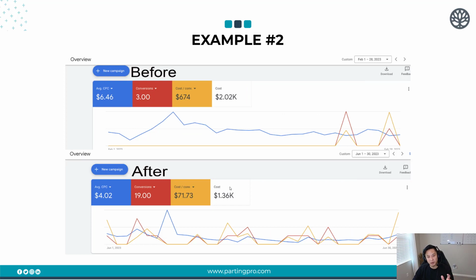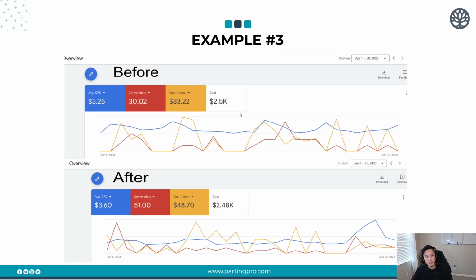Here's another example where their cost per click was around $6.46, and we were able to optimize down to $4. You can see right here, they were getting no conversions, so they were buying a lot of traffic that was probably incorrect. Once you're able to buy the right traffic that fits what you're offering, you'll see those conversions increase. They increased to about 19 conversions, that's a 5x, and they lowered their cost per conversion down to $71. They spent about 60% of what they were spending before to get 5 times the results. All right, so they were definitely doing something wrong earlier.